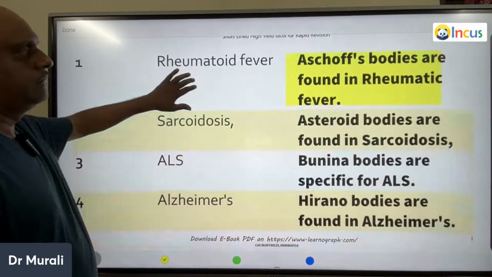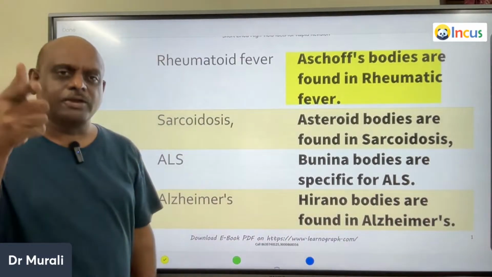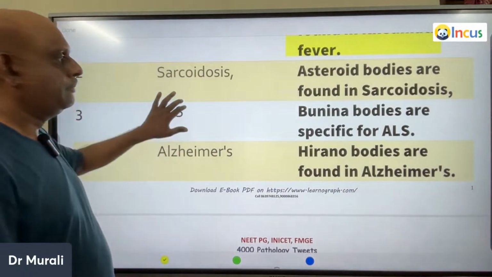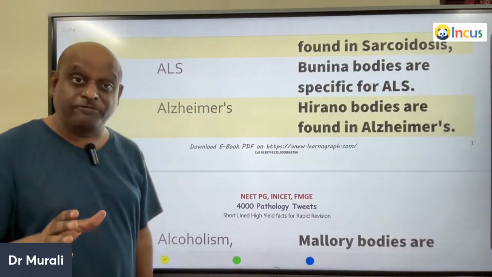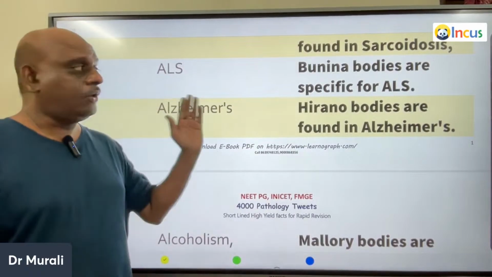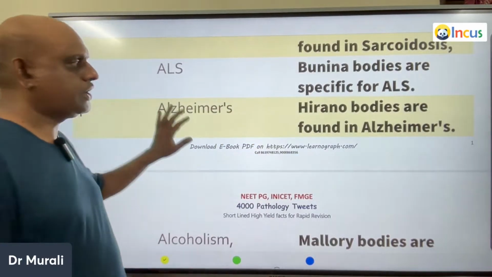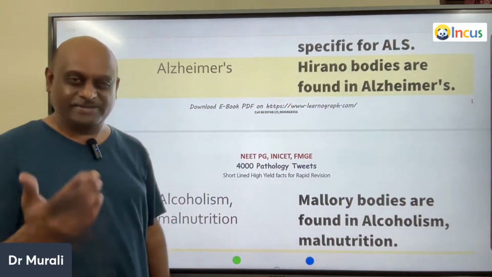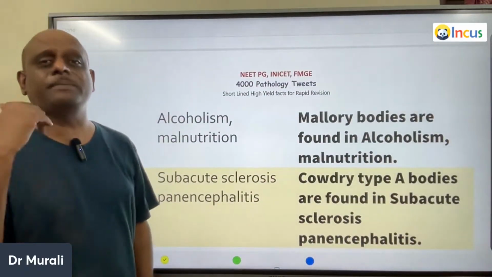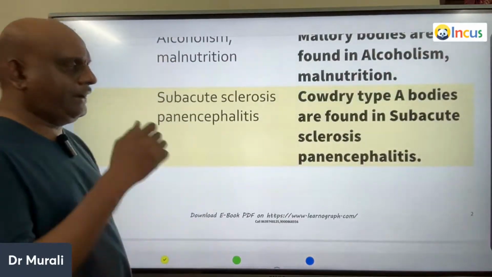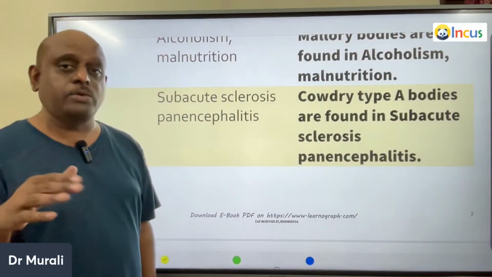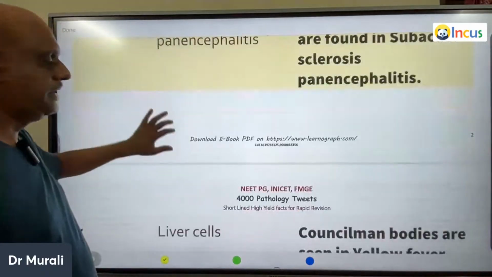So Aschoff bodies, where do you see? Rheumatic fever. Asteroid bodies, sarcoidosis. Bunina bodies are specific for amyotrophic lateral sclerosis. I have just before shown you how the Bunina bodies look on histology. Hirano bodies, just now we discussed Alzheimer's disease. Mallory bodies, alcoholism and malnutrition. Cowdry type A bodies, in case of the measles with subacute sclerosing panencephalitis.